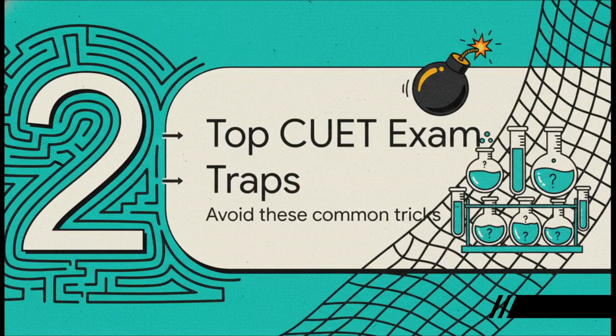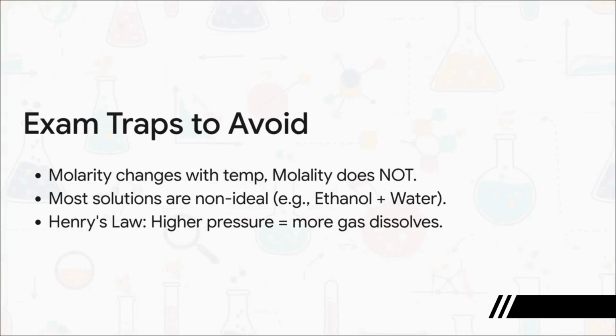All right, now that you've got the shortcuts, it's time to play some defense. We need to anticipate the traps that CUET examiners set for students who aren't paying attention. These are designed to look easy, but they will catch you off guard if you're not careful. The first trap we actually already covered. Molarity changes with temperature, molality does not. Don't let them trick you.